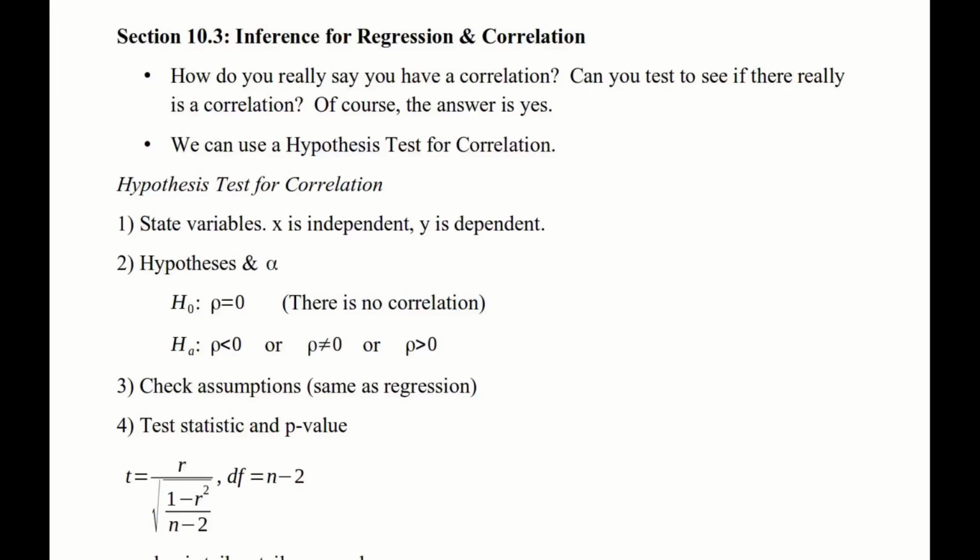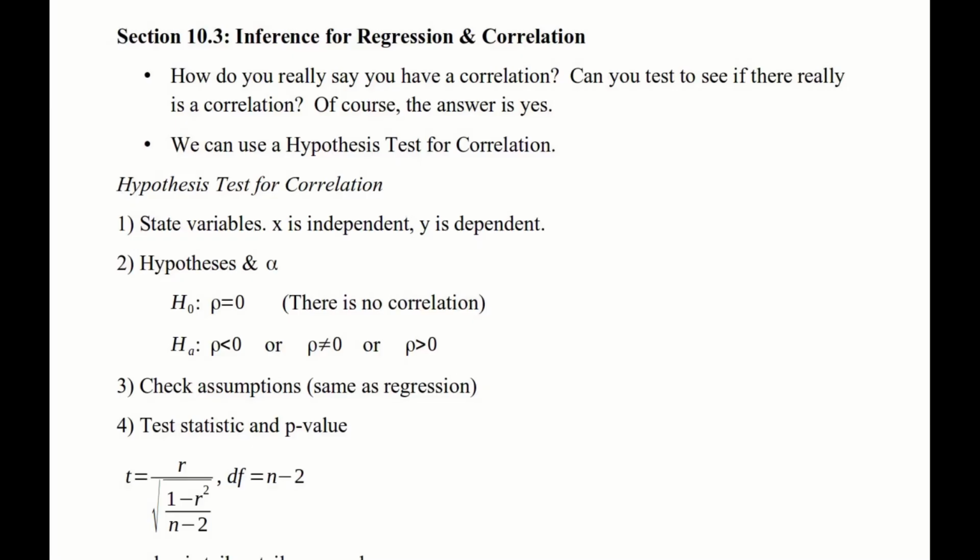Chapter 10 ends with section 3 asking the question, is there really a correlation? And to answer that question, we're going to use a hypothesis test for correlation. The first thing we have to do is state our variables. X is the independent variable, that's what we put in L1. Y is the dependent variable from L2. The hypotheses then are stated, as is the level of significance.